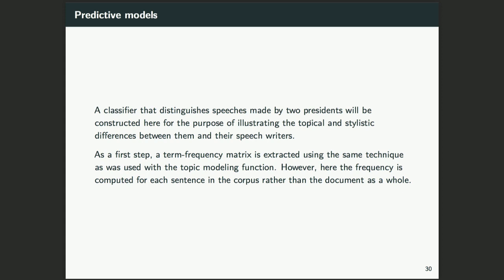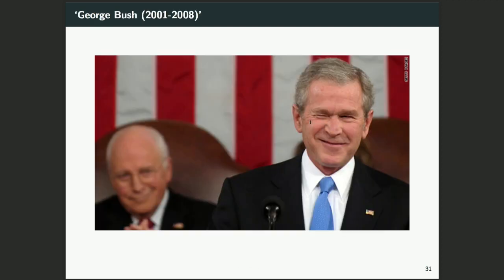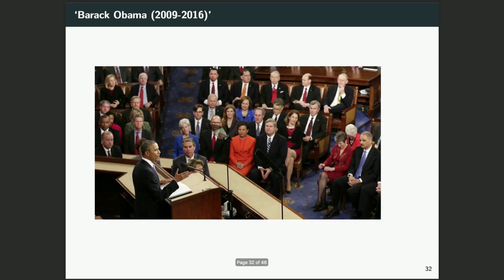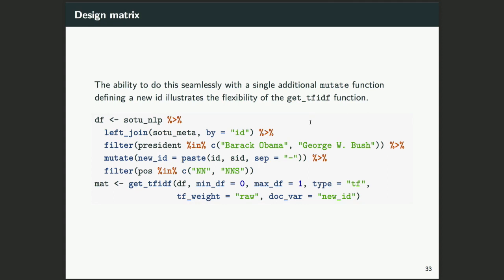So think of taking the speeches and ripping them apart so that each sentence is now sort of like a document for us. So we're going to compare George Bush here. We're going to figure out, can we figure out the difference between sentences that he said and sentences that Barack Obama said? And we'll look at a few other pairs, but this is the one we'll start with.